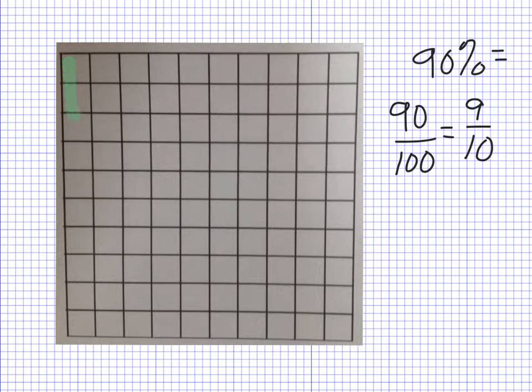And I'm just going to color in 9 out of the 10 rows. Which would be filling in this whole area inside here. And that is equivalent to 90% of the whole grid that we have.